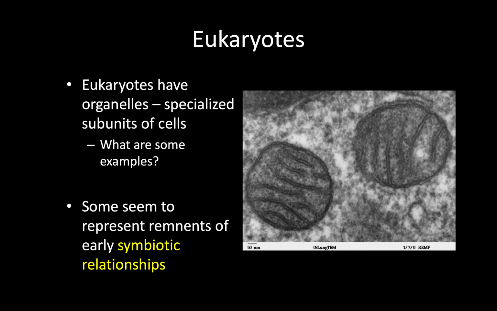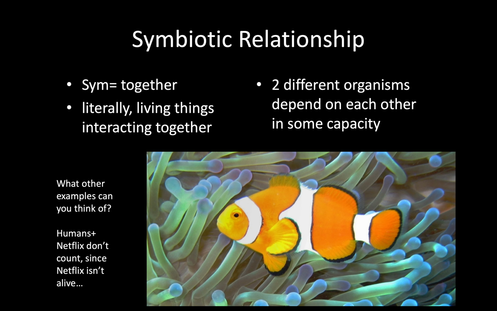Now, some of these subunits seem to represent remnants, meaning leftover pieces, of early symbiotic relationships. Okay, so I want you to remember the word symbiotic relationships. We'll go over it here. A symbiotic relationship. Now, we've already learned from synapomorphy and sympatric speciation that sy means together. Okay, so biotic means living. So we've got organisms living together, okay, interacting together. That's what that word means. So a symbiotic relationship is where two organisms have to interact with each other in real life, okay?